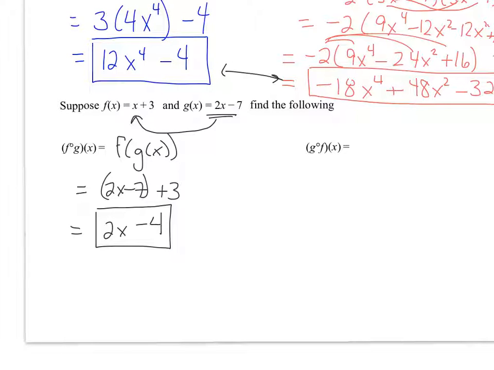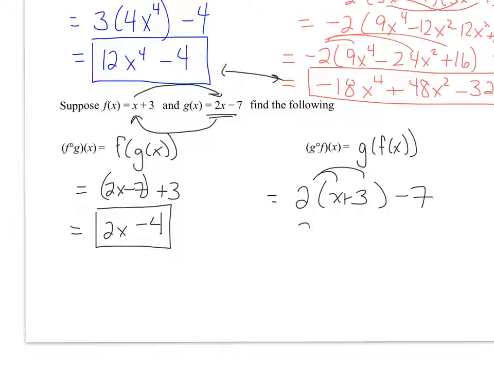Okay, if I look at the next one, I have g composed with f. So g composed with f is going to be g of f of x. So that's where I want to plug f in for g. So the g function is 2 times x minus 7. So I'm going to put that x plus 3 in for x. I can distribute my 2. So 2x plus 6 minus 7. 6 minus 7 is negative 1.